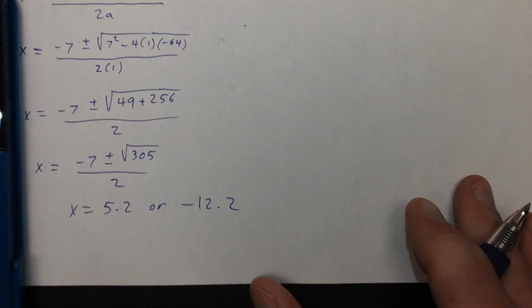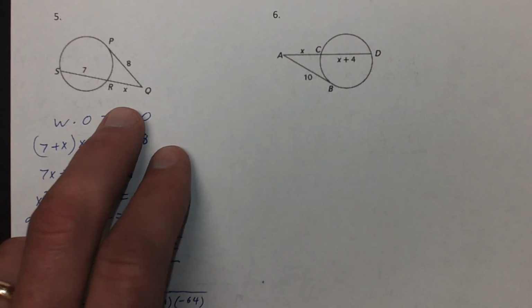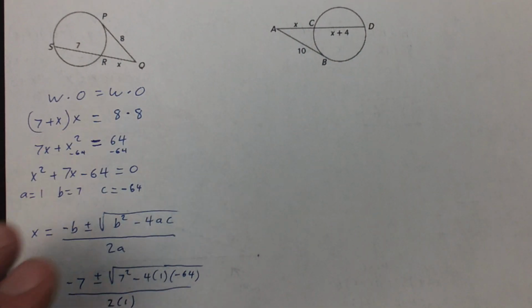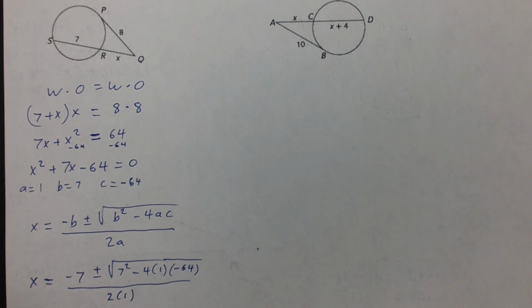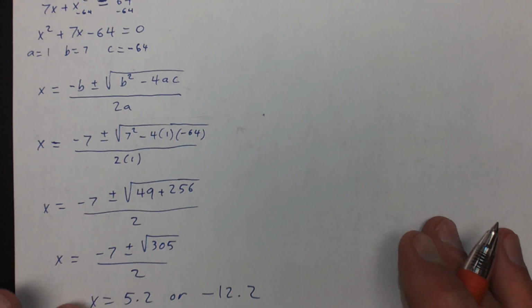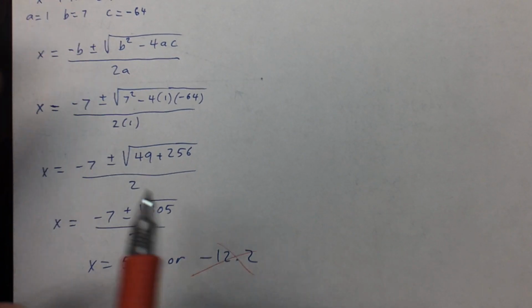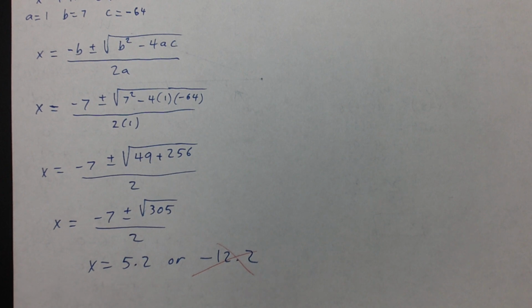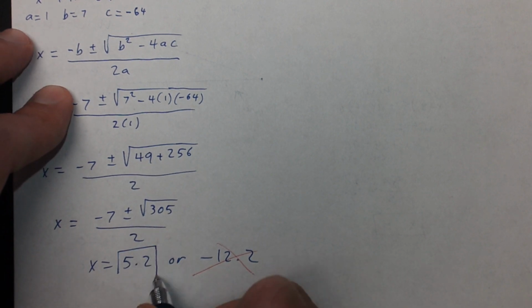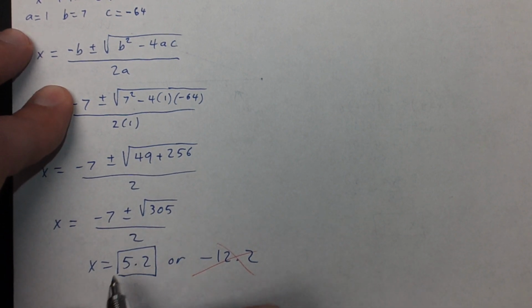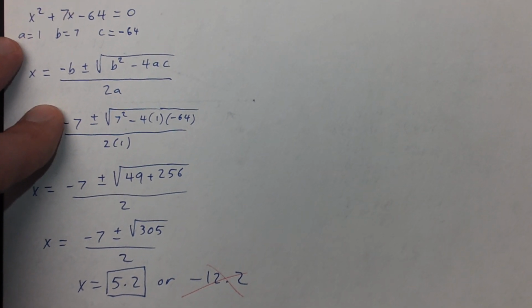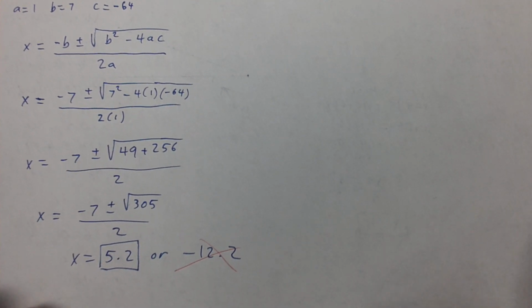And then really that's your answer, except you need to step back and realize, well, what is x representing? X is representing the length of a segment. Can I have a segment with length negative 12? No, I really can't. So that means this is out, and the only answer is this one. And really, this is an approximate answer. It's not the exact answer.